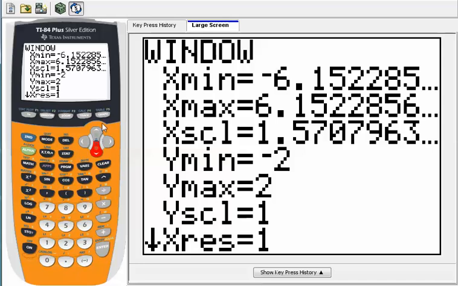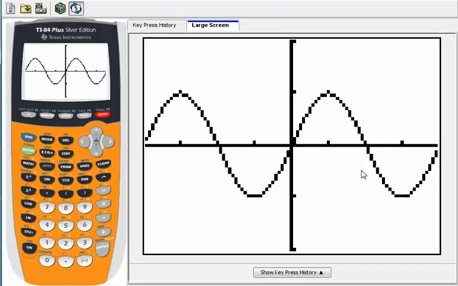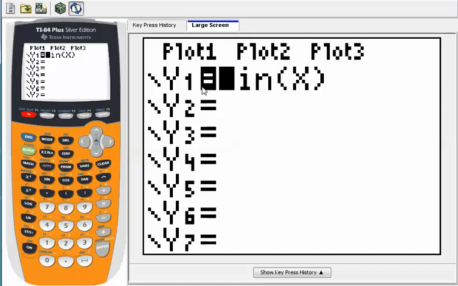You can keep it at 4 if you want. So here we go. Now I've got this beautiful sine function. Let's take a look here at the cosine function. Now we've got all these different y slots. We can load in as many as 10, I think.